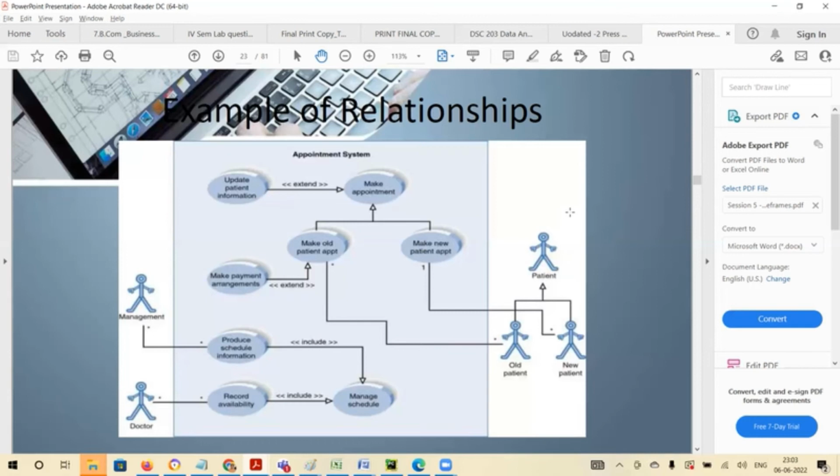For example, here you have make appointment. So we are making an appointment and the patient says that my phone number got changed. Then you will call update patient information.